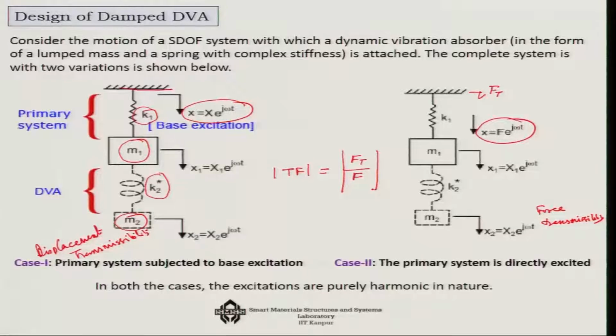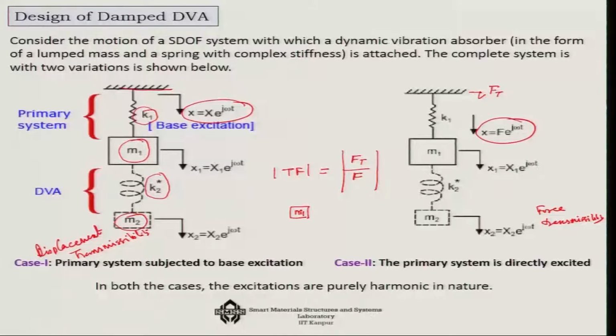Now, the other case we will go through shortly. In this case also you can find out what the force is which is transmitted. Just try to find out what force is transmitted. For that you have to look into the equilibrium of, first of all, the mass m1.